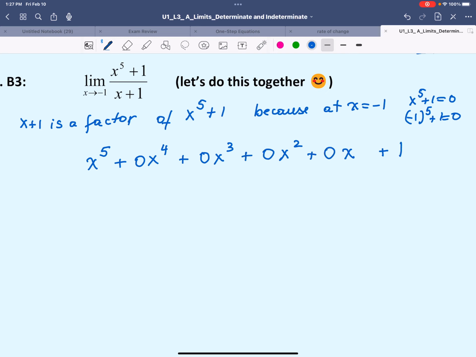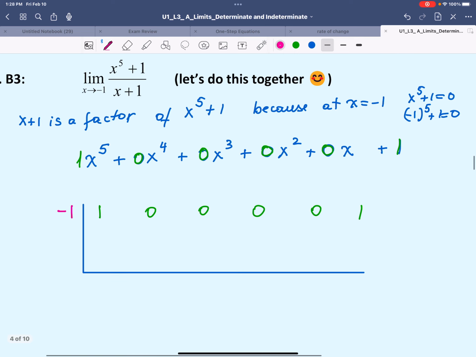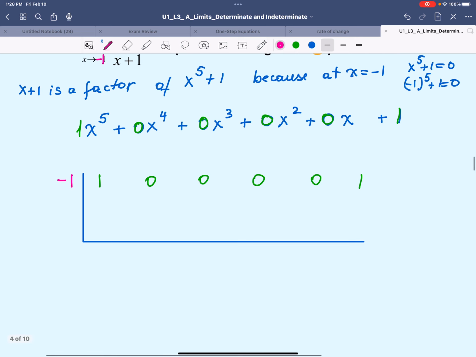And lastly, we have the constant 1. So the coefficients that we are working with here are the numbers 1, 0, 0, 0, 0. So 4 zeros there and a 1. So I will list the coefficients. 1, 0, 0, 0, 0, and then 1. I'm going to draw my half rectangle here. That's not that fancy. Okay, now that's better. And we have negative 1, so we are talking about this negative 1 right here. And bring number 1 down.